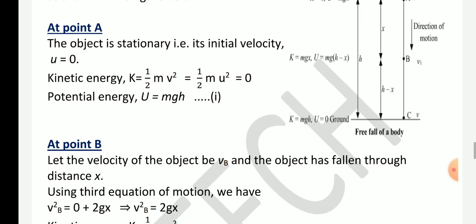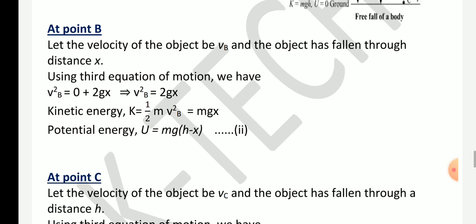So what happens at point A? The object is stationary, that is its initial velocity u is 0. So kinetic energy will be 1 upon 2 mv square, that is 1 upon 2 mu square, which is 0. Potential energy, that is U, is mgh. Let this be equation number 1.